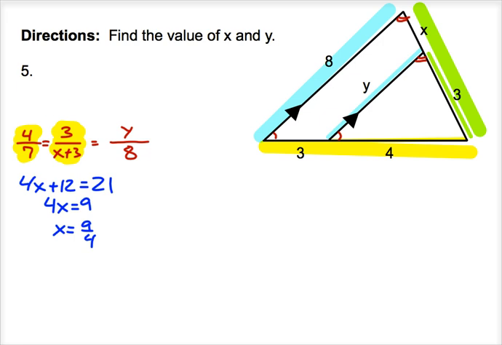Now trying to figure out my value for y. Well, now when I cross multiply, I'm still going to pick my scale factor of 4/7, but I'm going to cross multiply it with y over 8. So 7 times y gives me 7y. 4 times 8 is 32. Divide each side by 7, and 32 doesn't reduce with 7, so I could just leave it as 32/7, or I could always go to an improper fraction if I wanted to.